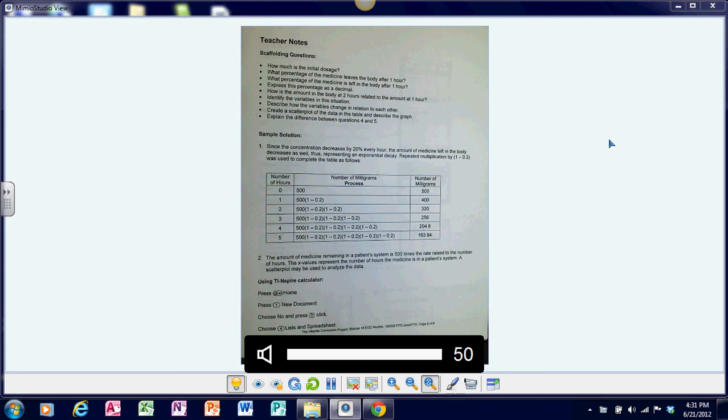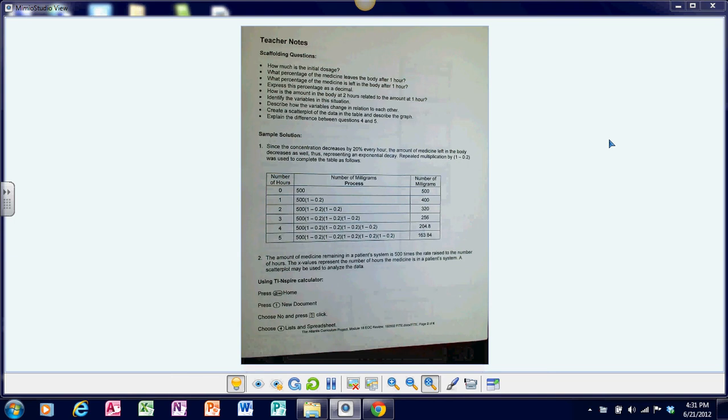The marvel of medicine. A doctor prescribes a dosage of 500 milligrams of medicine to treat an infection. Each hour following the initial dosage, the concentration decreases by 20% from the preceding hour. Number 1. Complete the table showing the amount of medicine remaining after each hour.